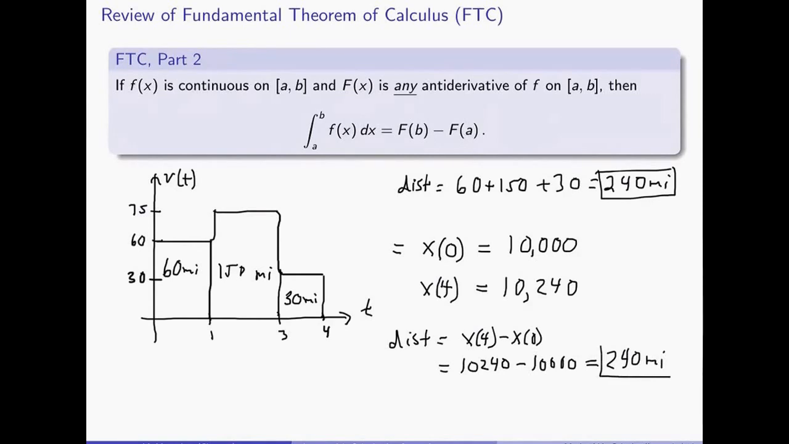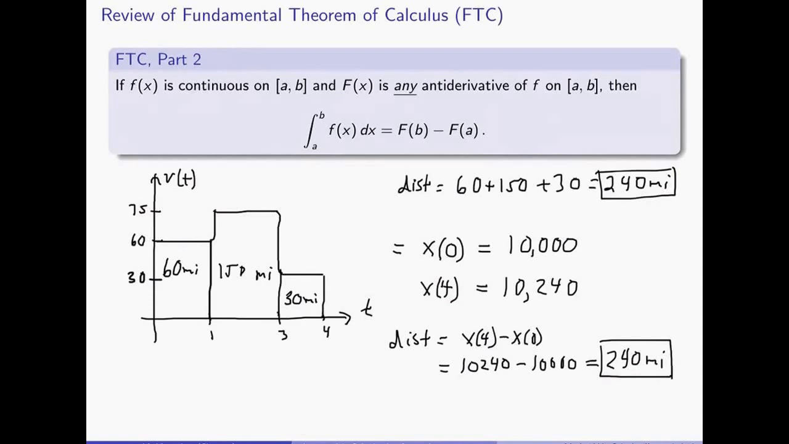So without knowing it, you are doing the fundamental theorem of calculus. Notice that this side, adding up the rate times time for the entire interval, that's the left-hand side of the equation. Gets you 240 miles. Alternatively, you can take the antiderivative, which is position, and evaluate that at the endpoints. Take the difference, and that gets you the same answer. And that is part 2 of the fundamental theorem of calculus.